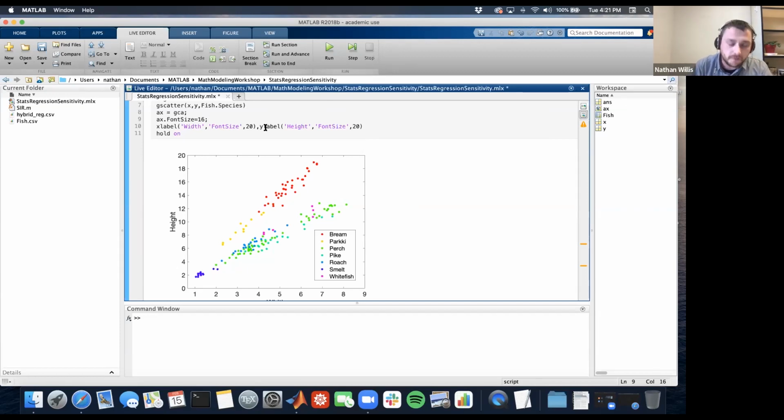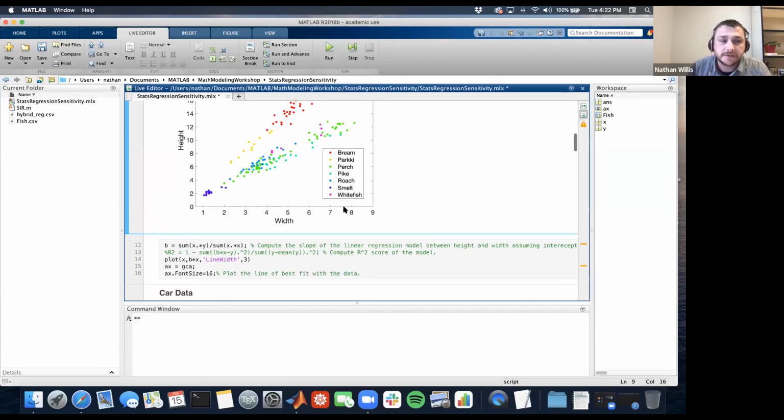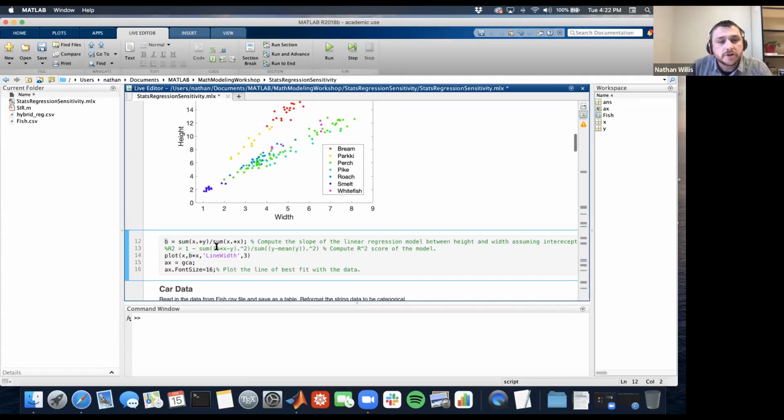Okay, great. Thank you again for your answers. Let's go ahead and actually find the value of B and see what that plot looks like. So remember, what was B? It was the sum of x times y for every single data point. So x is our width and y is our height.